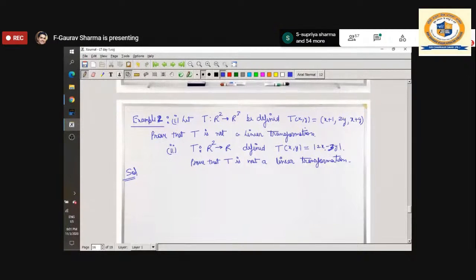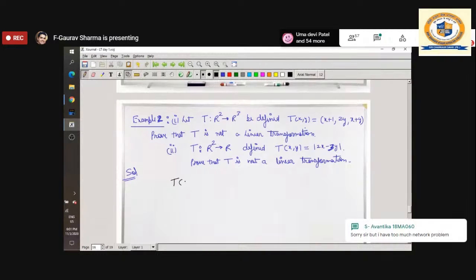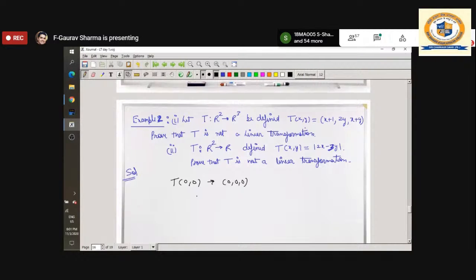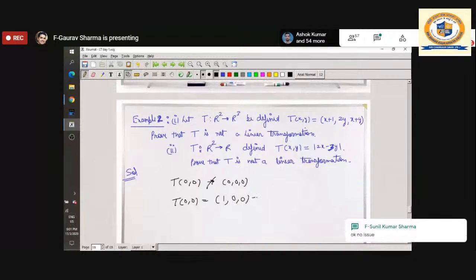Yes, Bhavna. What is the idea? In the first, there is no zero vector. When we put x, y as 0, 0, then 0 is not mapped to 0, right? So if I put T of 0, 0, then I will get 1, 0, 0, which is not equal to the 0 of R cube. So therefore, T is not a linear transformation.